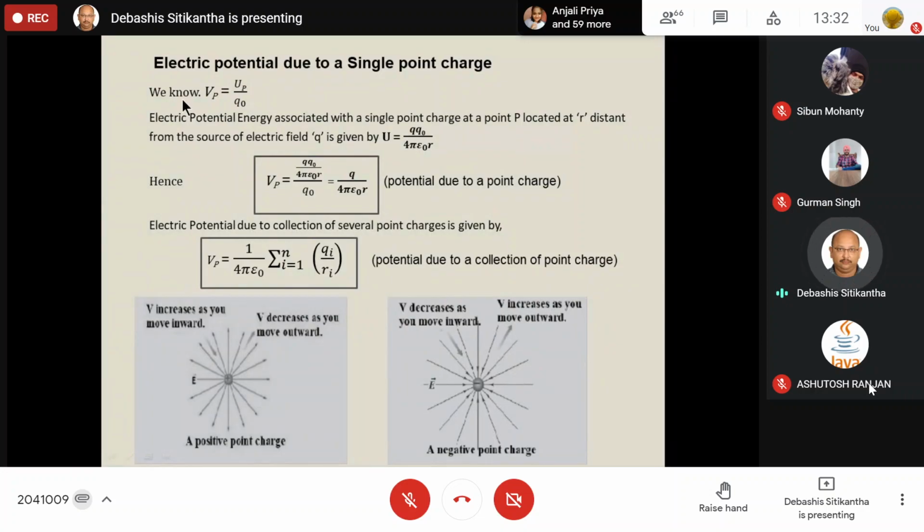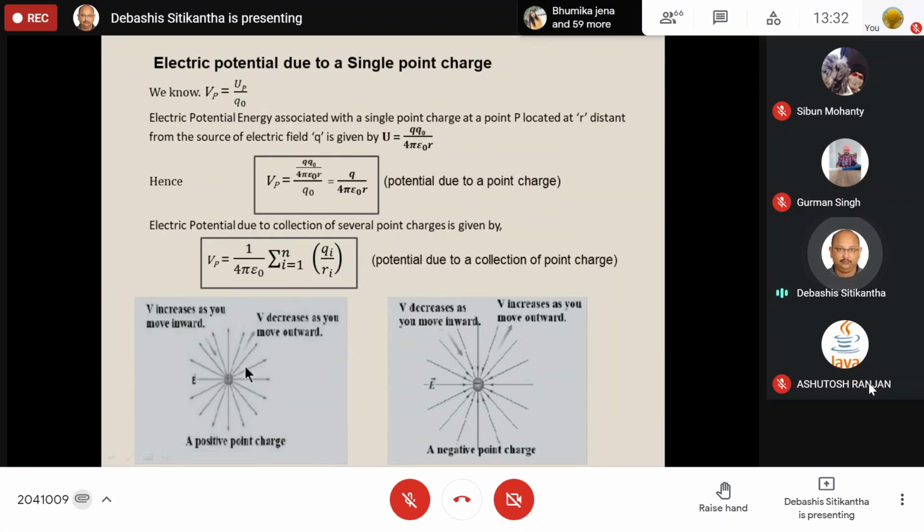Now, we know that the electric potential Vp, that means the potential at the point P, is equal to the potential energy at the point P divided by Q0. Now, what is this Q0? It is a test charge. Remember, it is not going to play any role in the calculation or in the expression of potential at a point P. So as I told you, electric potential is given by the potential energy at the point P by Q0. That is the test charge we have brought.